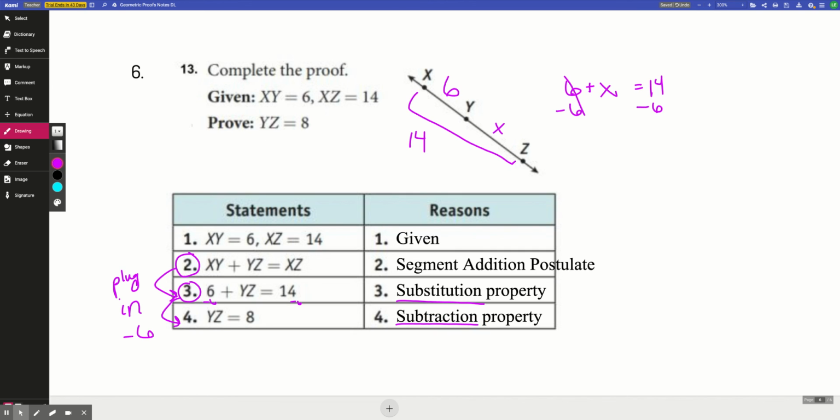And now I am all done, because if I go back up to my proof statement, my last statement in the proof and the proof statement match exactly, which is what I want.